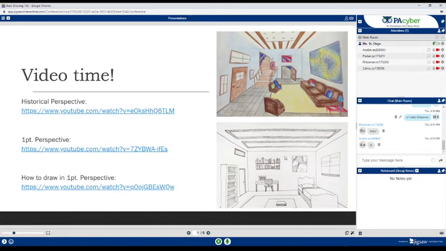So what we're going to talk about today is wanting to do an interior drawing in one-point linear perspective. I have two other videos that I want to show you guys about one-point perspective. We're going to take a look at both of them, and then we're going to practice.